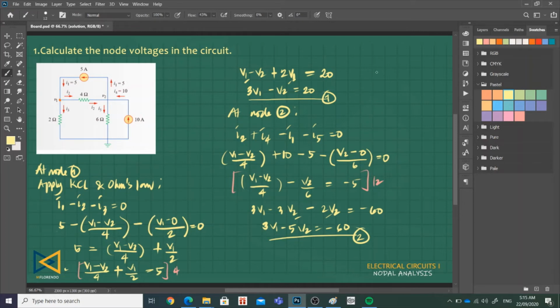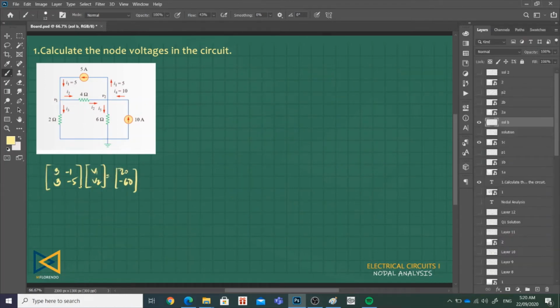So, i-drawing ko na dito yung ating matrix. Lalagay ko na. So, we have 3 for V sub 1, and then for V sub 2, negative 1. And then ito ay negative 5. Tapos, V sub 1, V sub 2 equals 20 and negative 60. Ayan. Now, we will solve this system of simultaneous equations natin in terms of Cramer's rule. You can also use the conventional method by elimination, no? Siya rin naman ang makukuha natin.